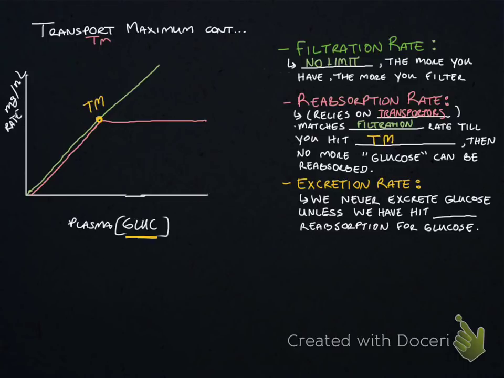With excretion, we never excrete glucose unless we've hit the transport maximum reabsorption for glucose. So it's not going to start here. It won't start until here. That's our transport maximum. So its rate will look like this. Okay?